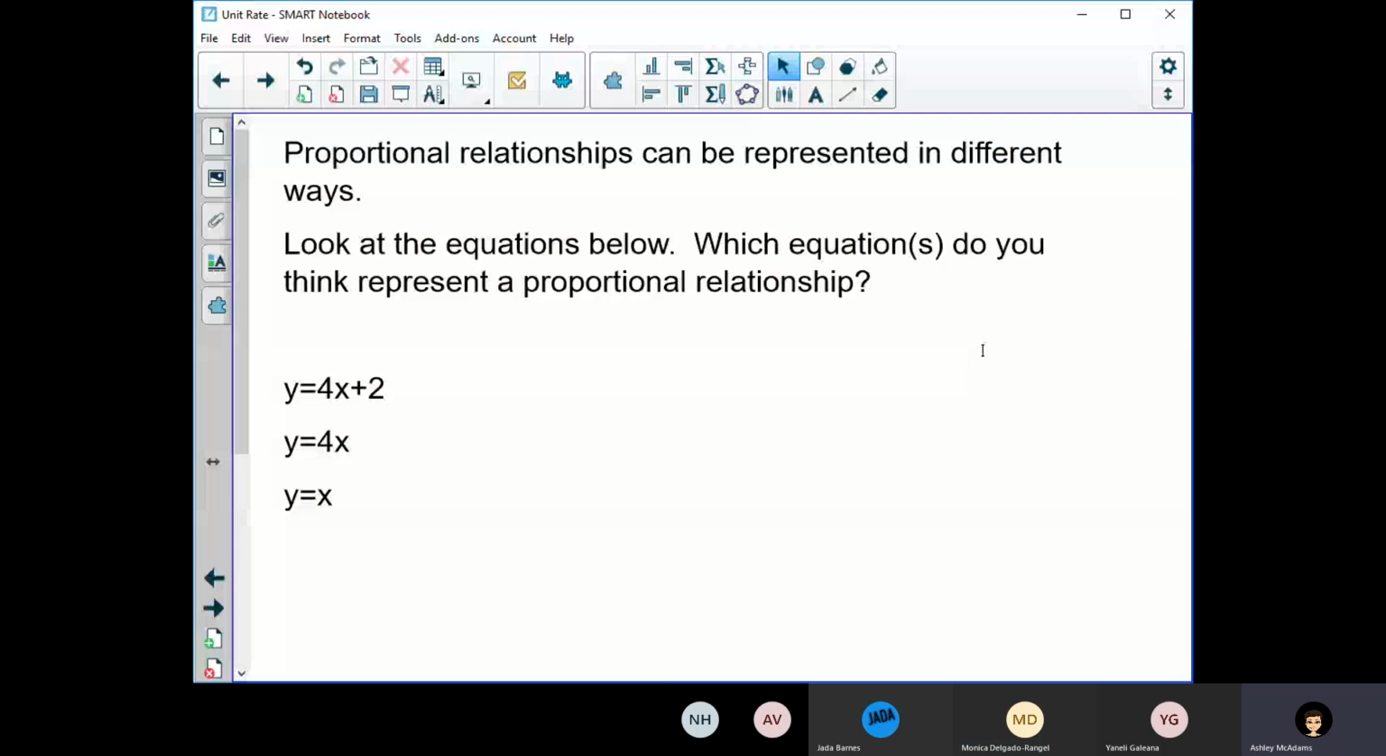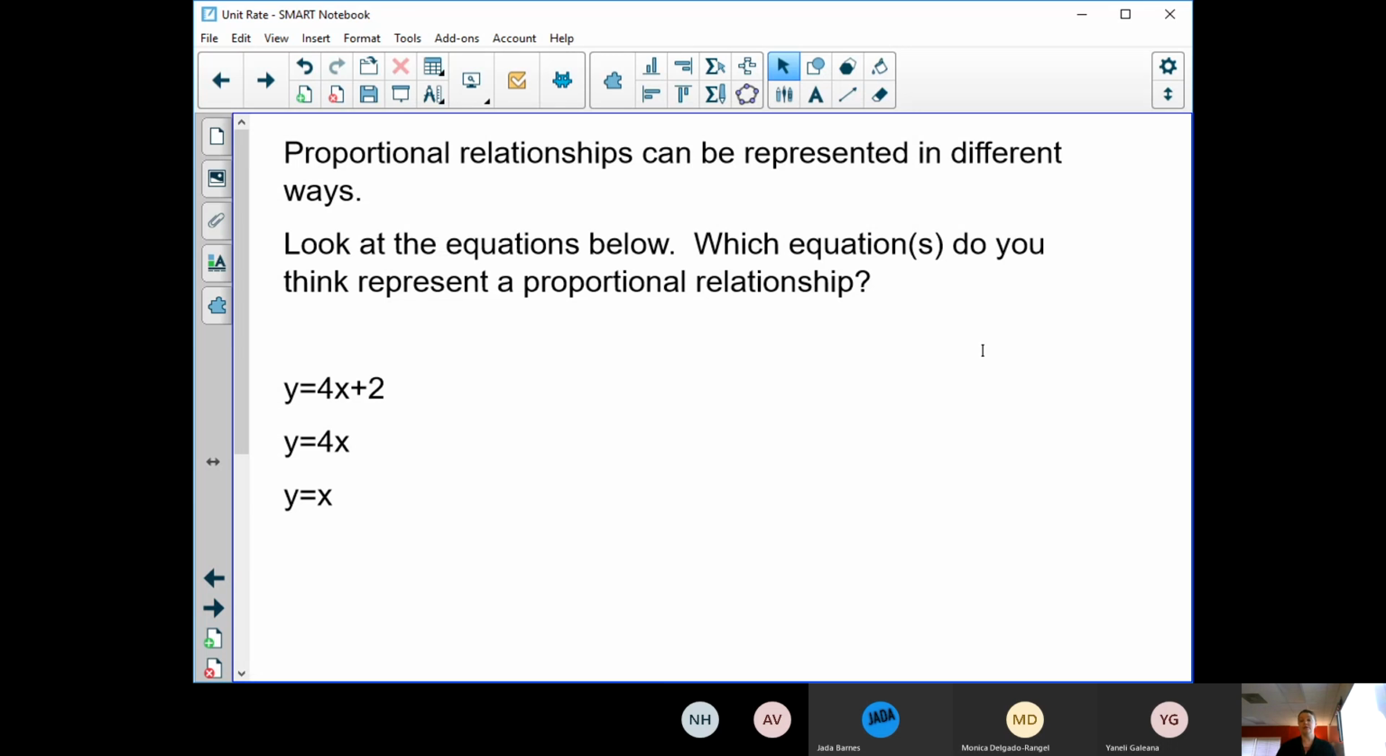All right, so proportional relationships can be represented in different ways. We're going to look at the equations below, and this is something we haven't done before. It's just looking at an equation and figuring out if it is proportional or not. So looking at these three equations, y equals 4x plus 2, y equals 4x, and y equals x, which equations do you think are a proportional relationship, if any?